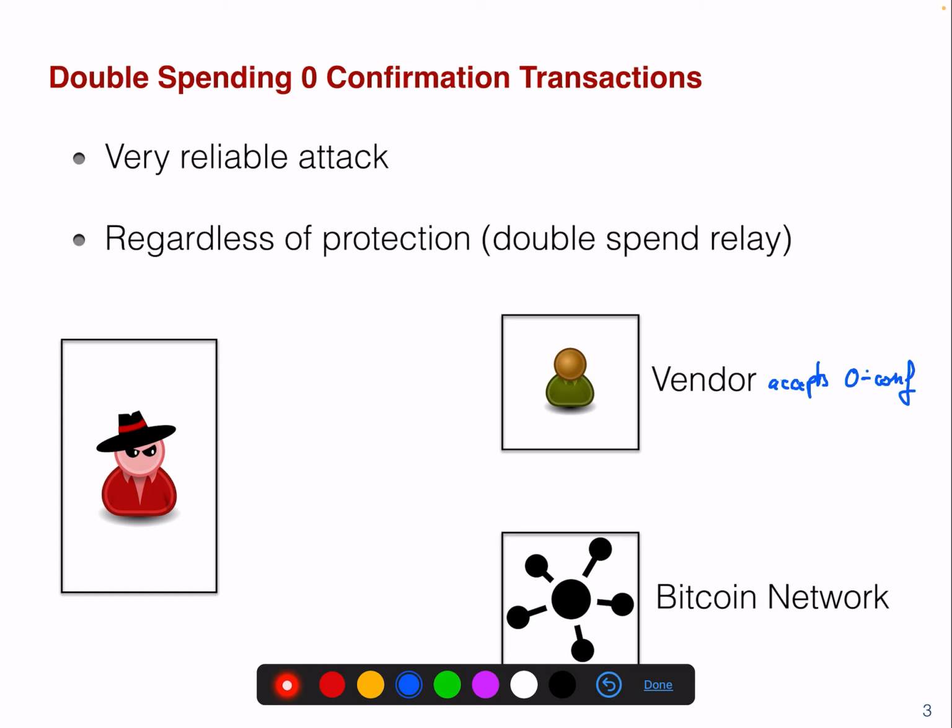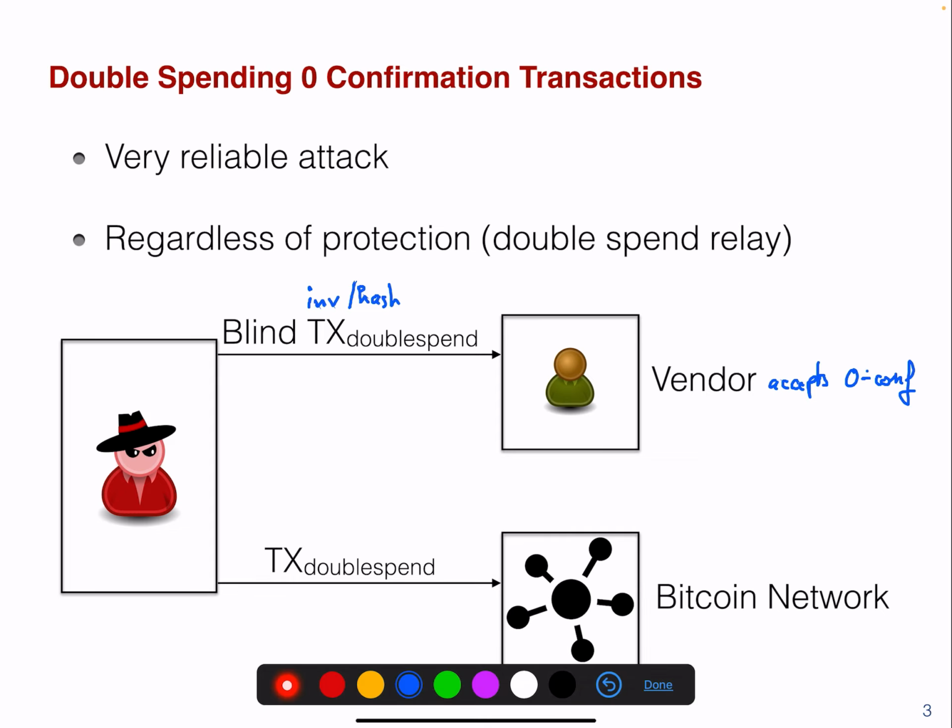Okay, let's go through it together. What the adversary can do is basically blind the vendor with a double spend transaction. Do you recall how he does that? What does he need to send to the vendor to do so? It's the hash, right? It's the inventory message or the hash of this double spend transaction. So then the vendor will basically wait for the adversary to send this transaction. Next, the adversary sends the double spend transaction to the Bitcoin network. So what happens next?